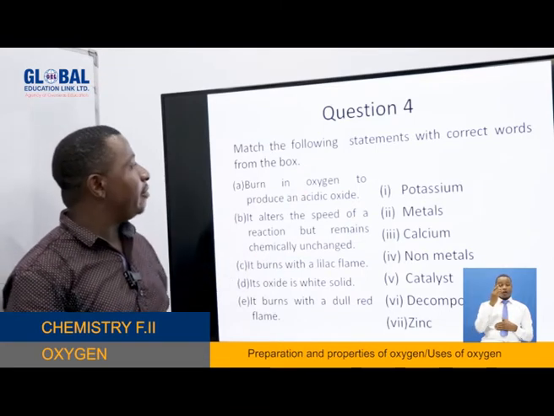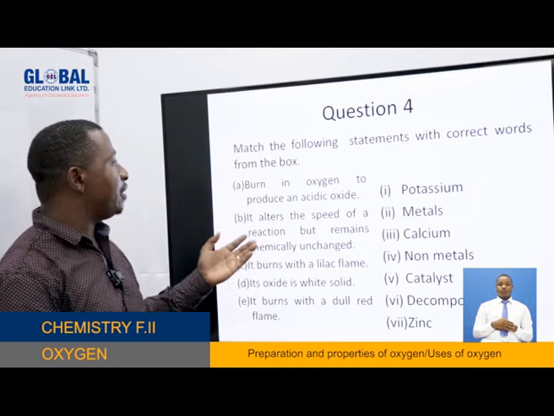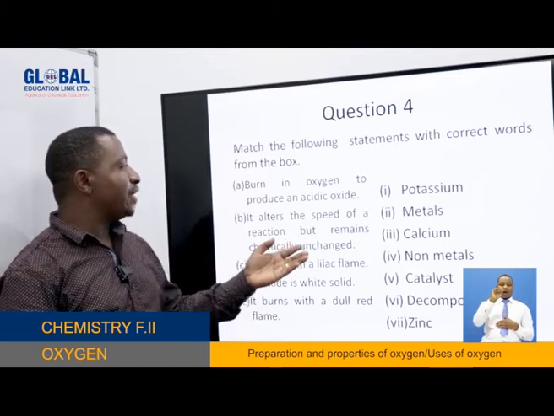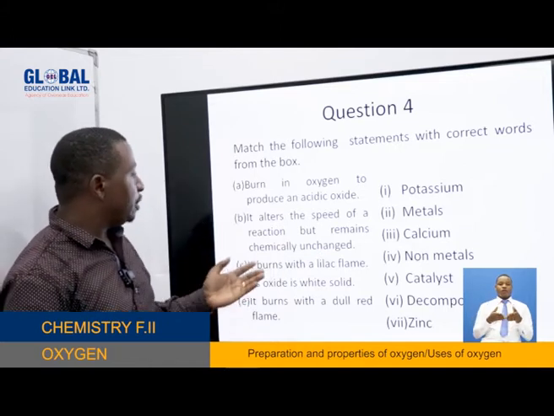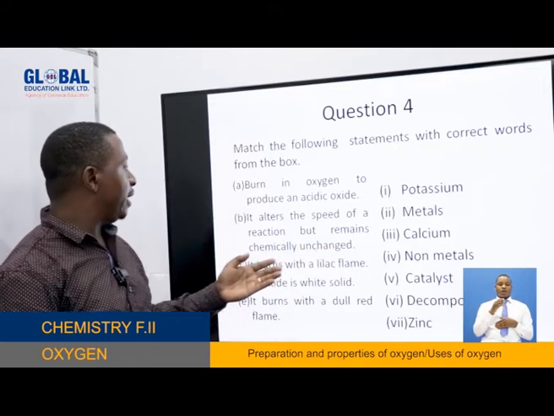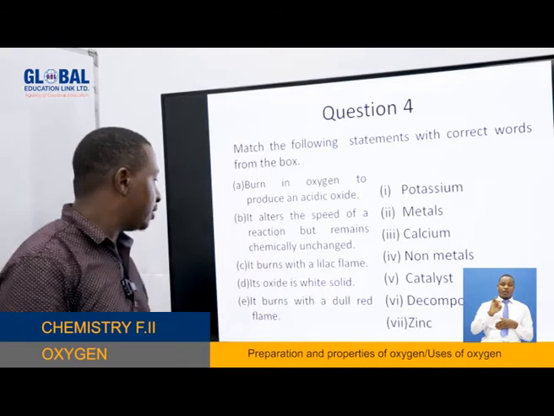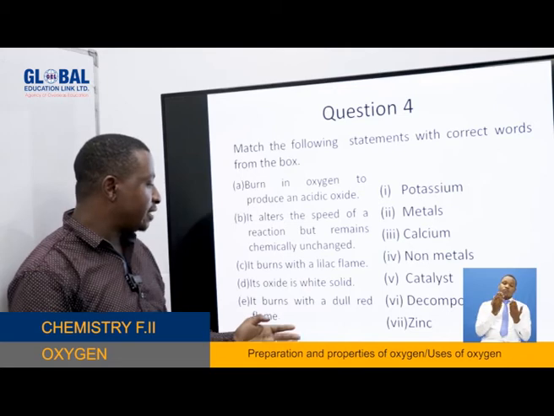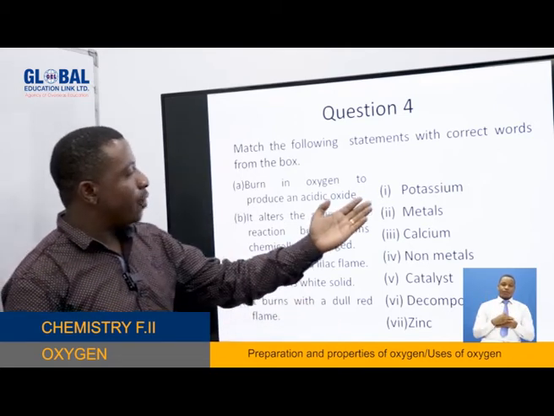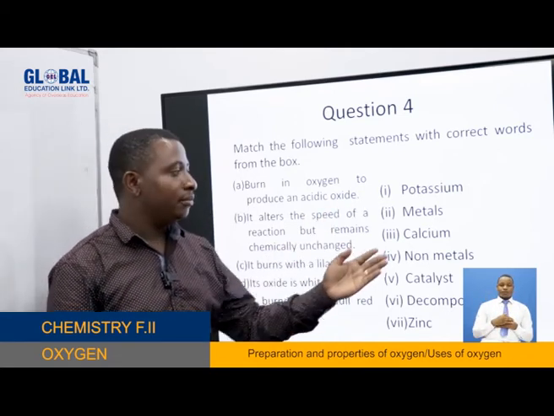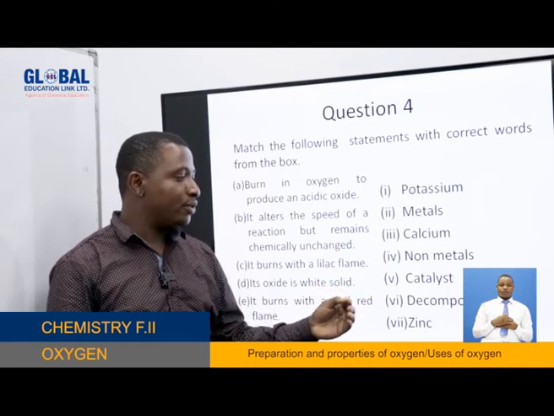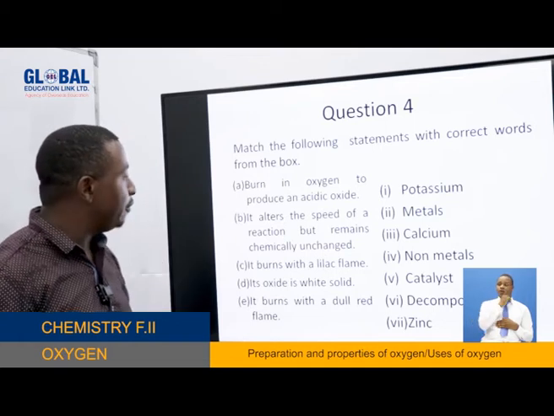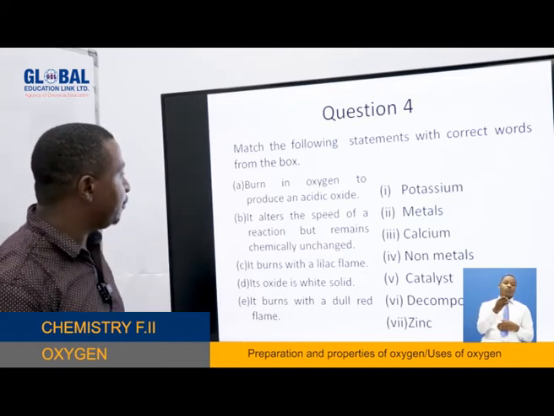There is a question there. Match the following statements with the correct words from the box. Burns in oxygen to produce an acidic oxide. It alters the speed of a reaction but remains chemically unchanged. It burns with a lilac flame. Its oxide is a white solid. It burns with a dull red flame. We have Roman 1, potassium, metals, calcium, nonmetals, catalyst, decomposition, and zinc. Now I'll try to respond to a few of them. Others you will respond to by yourself.